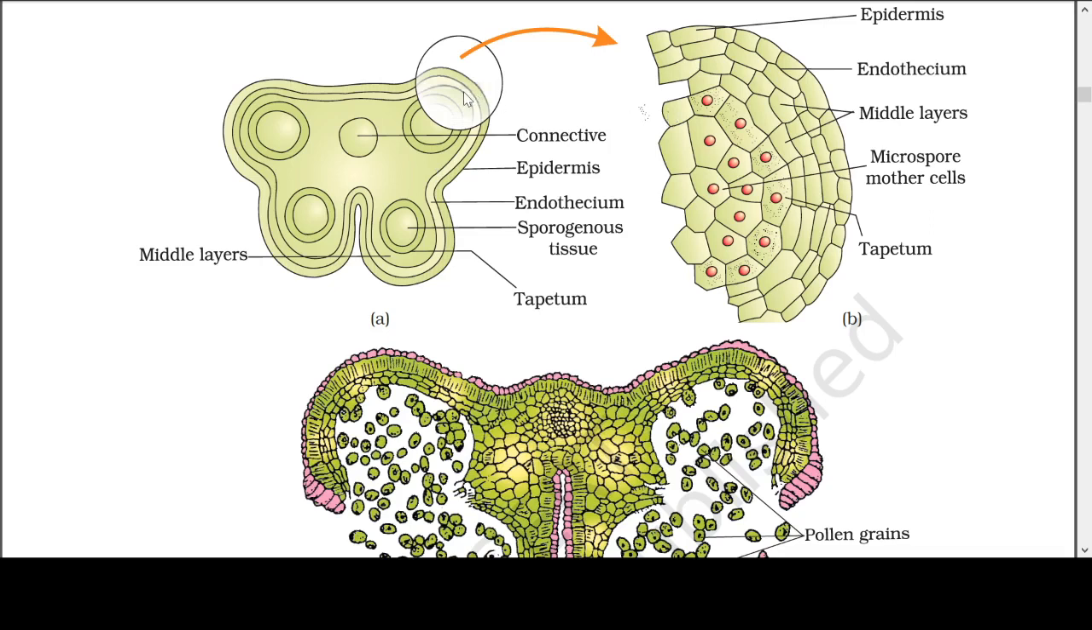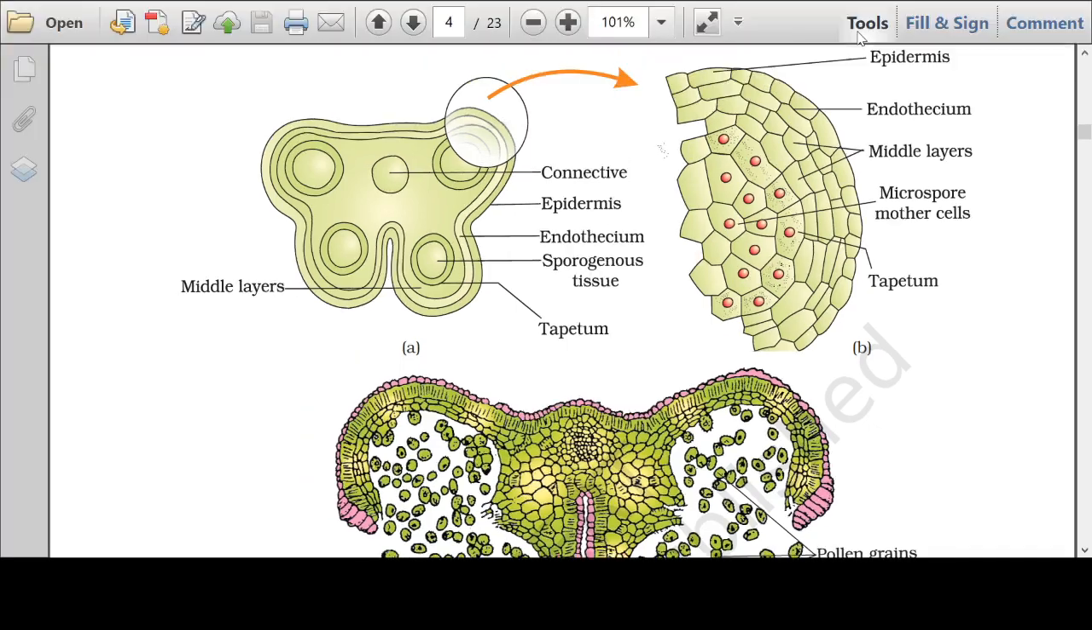Now, if I zoom into these walls, these layers of the microsporangium or microsporangia, what can you see? You can see 4 walls. Very important, the names. The outer is called the epidermis. This is wall number 1. The outer wall is called the epidermis. Wall number 1 is called the epidermis. Then we have the endothecium.